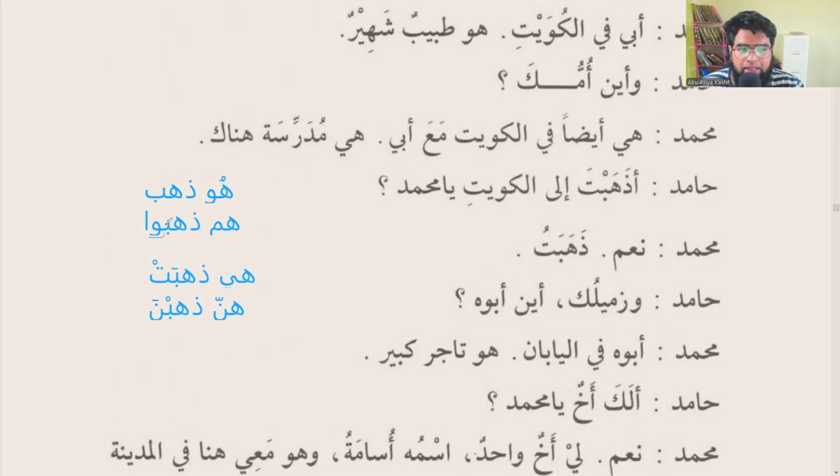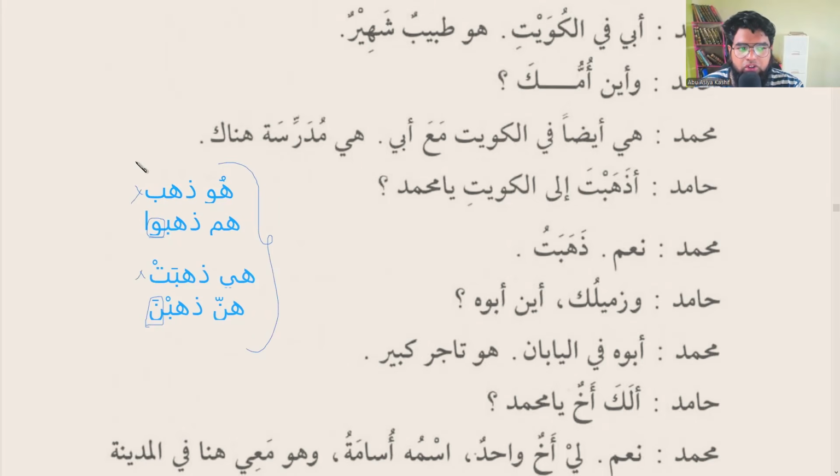Hum: where's the fa'il? The wow is the fa'il. Here it is hidden. Here also it's hidden. And in dhahabna, the noon is the fa'il. The noon, dhahabna, means they went. How do you know they? The noon is telling us. Okay, this is all third person. There's a dual also which is the same, dhahaba or dhahabata, but we are not doing that. Just try to memorize these.